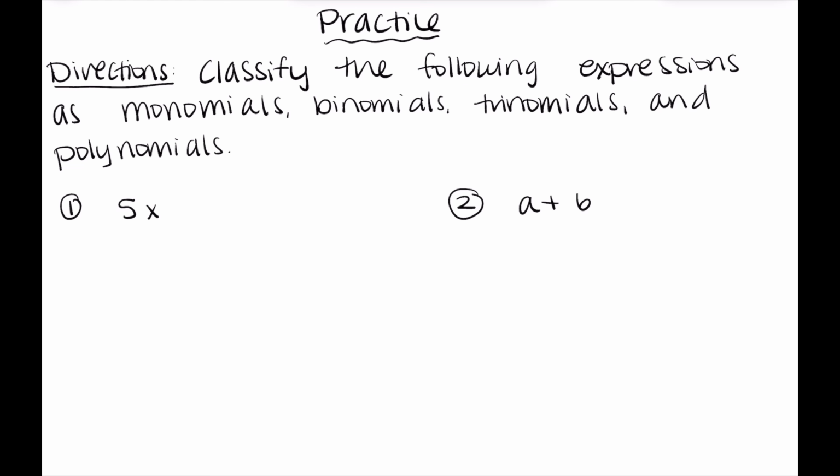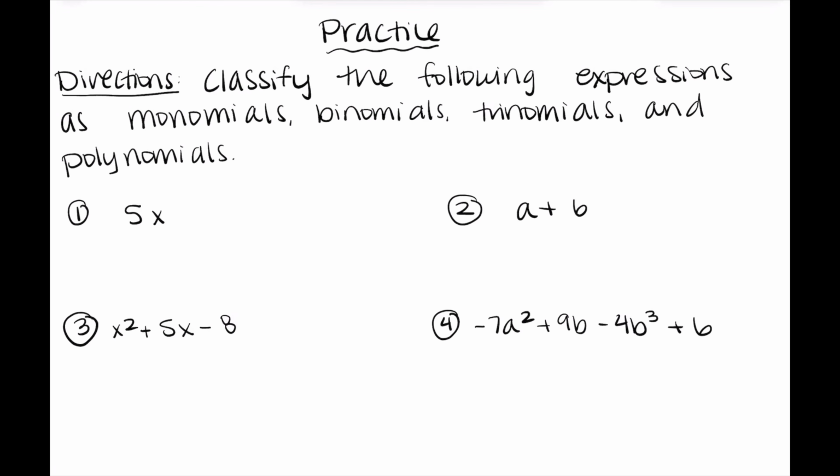So for number one, we have 5x. For number two, we have a plus x. For number three, we have x squared plus 5x minus 8. And for number four, we have negative 7a squared plus 9b minus 4b cubed plus 6. So let's go through here and classify all of them now.